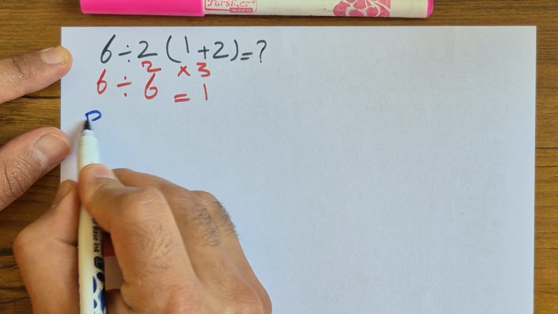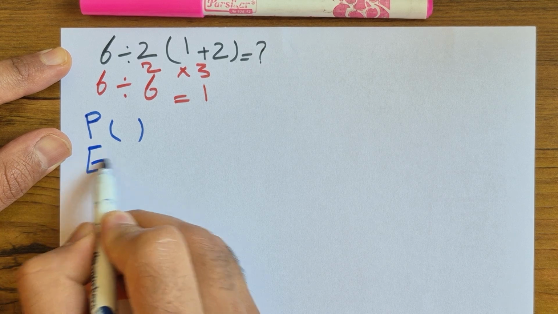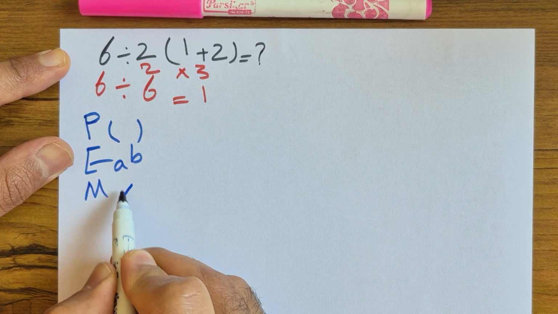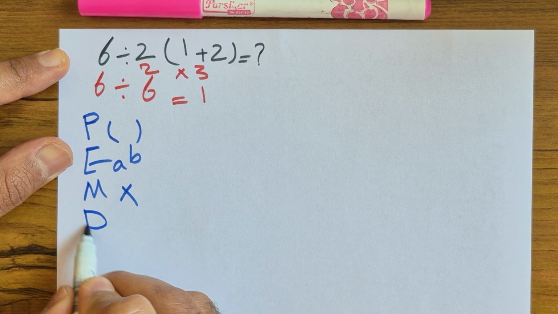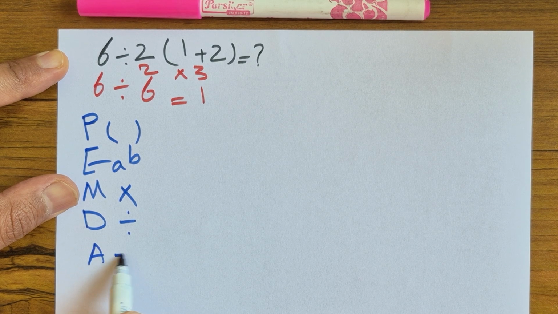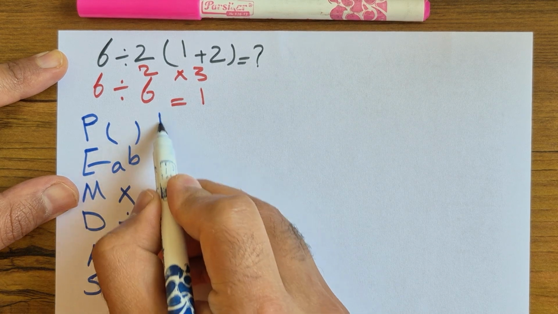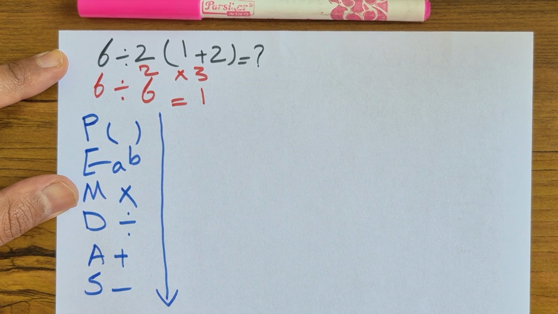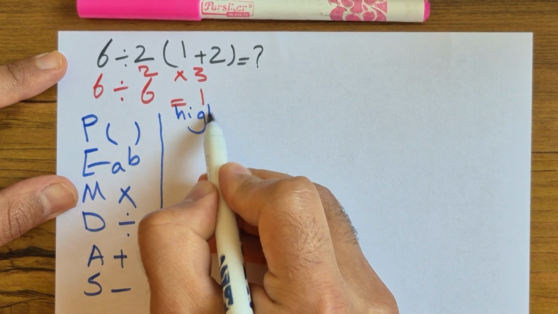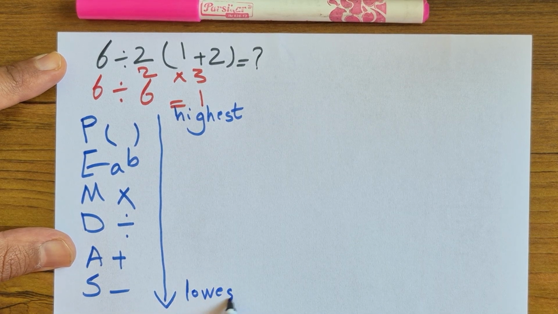What the hell, PEMDAS? Yes. So P stands for parentheses, E stands for exponents, M stands for multiplication, D stands for division, A stands for addition, and obviously S stands for subtraction. And this shows a vector, an arrow of priority. So from top, which is the highest priority, to the bottom, which has the lowest priority.